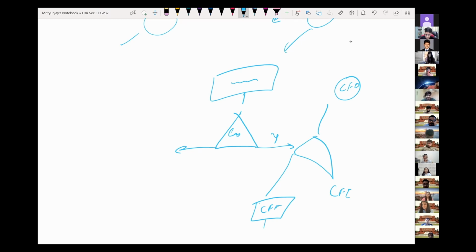And then if the answer is yes, we will write it under CFF. If it is yes here, we will write it under CFI. And if the answer is yes on this side, we will write it under CFO. That's it, done. Cash flow statement done. You have learned cash flow.